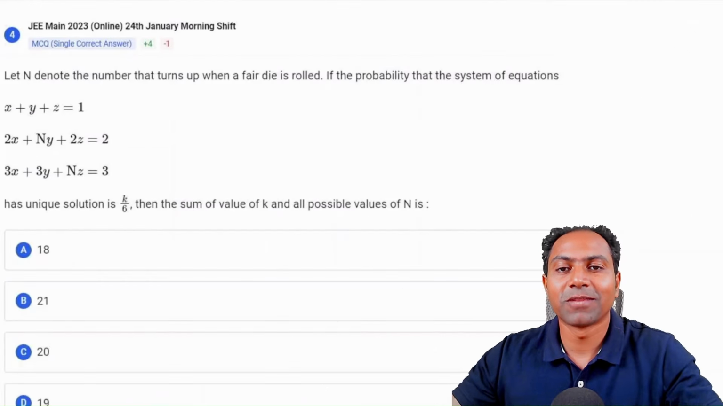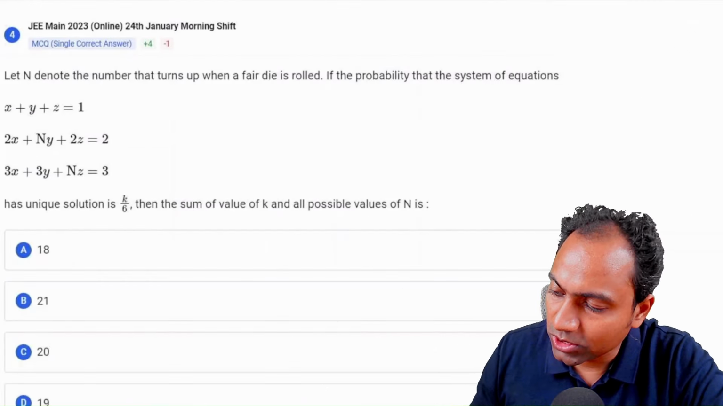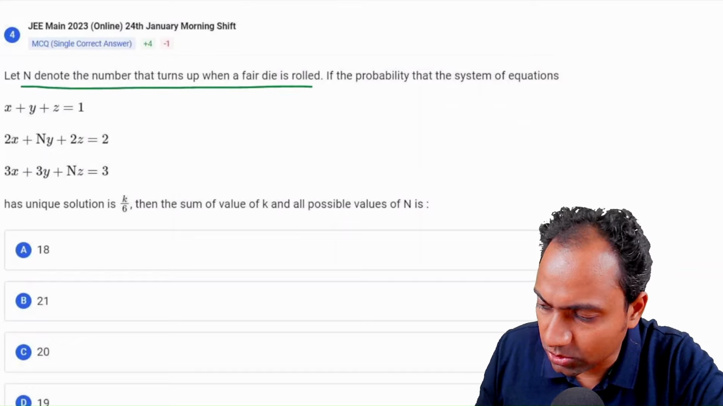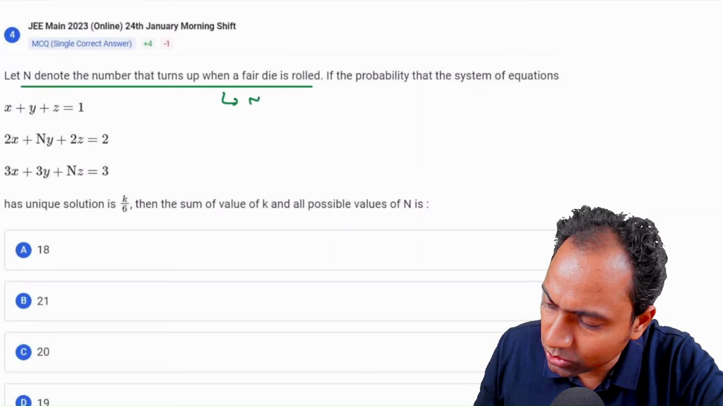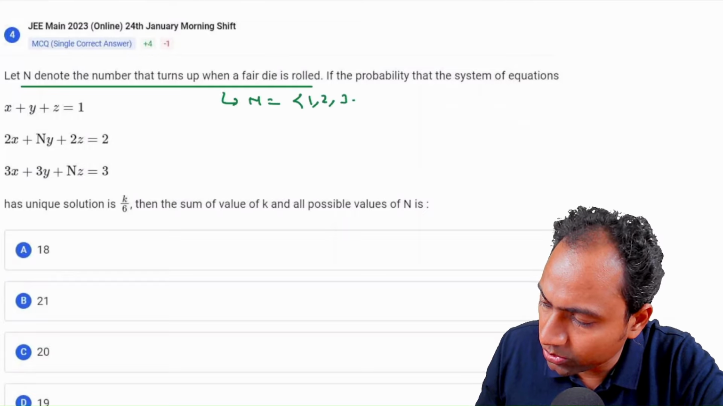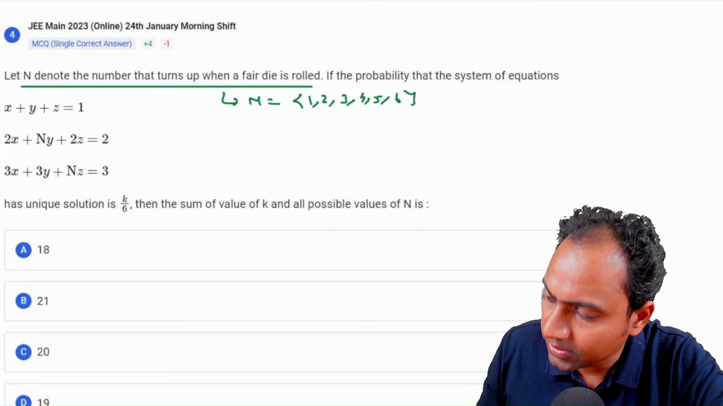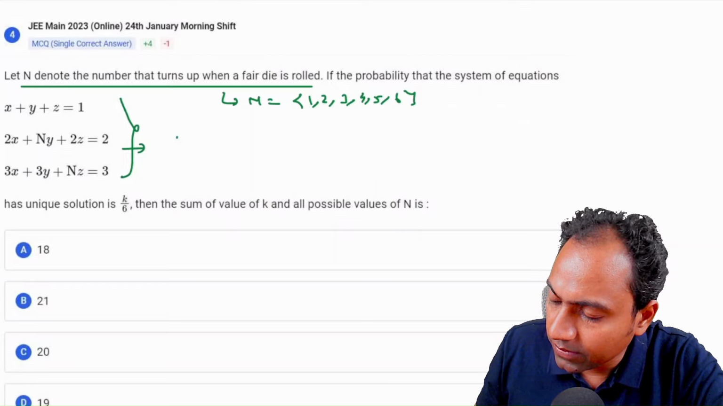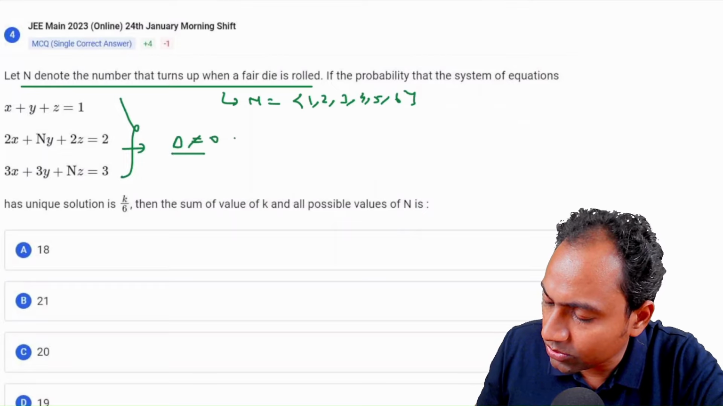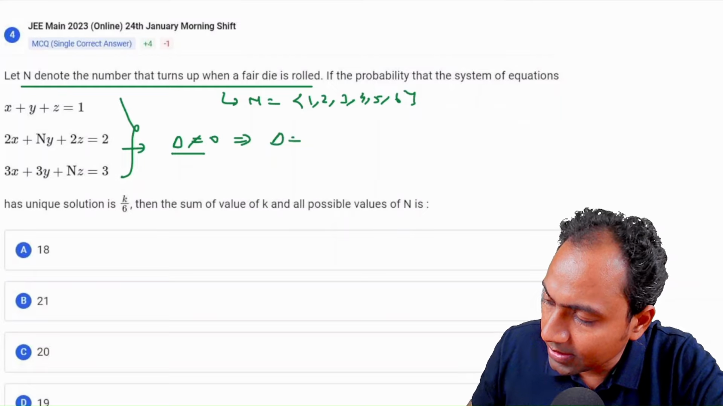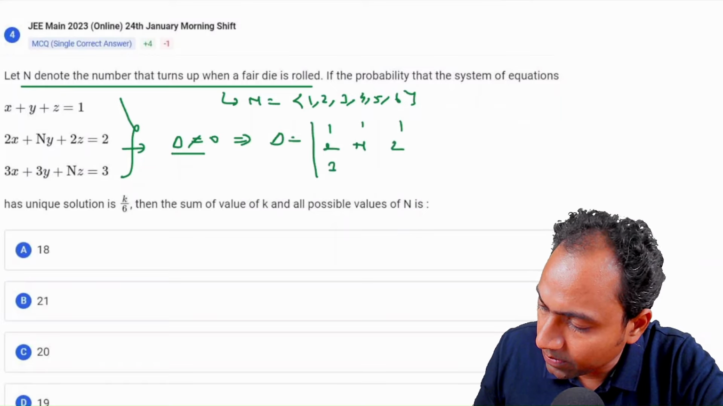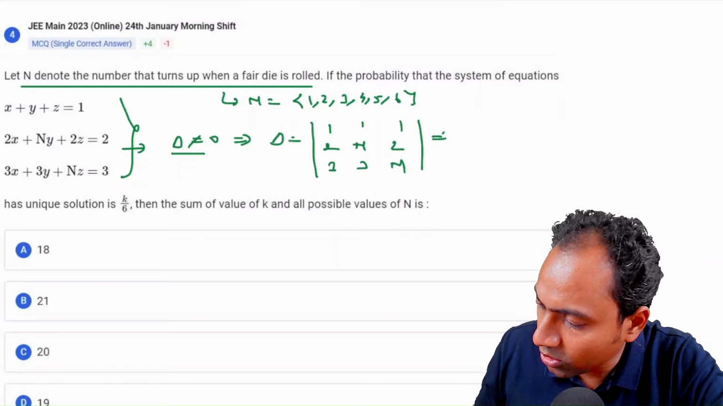Now this next question is again based on matrices and determinants. In this question, they're saying n is a value that comes when a fair die is rolled. So the possible values of n can be 1, 2, 3, 4, 5, 6. Now they're saying this system of equations will have a unique solution. A unique solution will come when delta is not equal to 0. So in this case, the delta is the determinant of the coefficients of x, y, z in all the 3 equations, 1, 1, 1, and so on. So this should not be equal to 0.